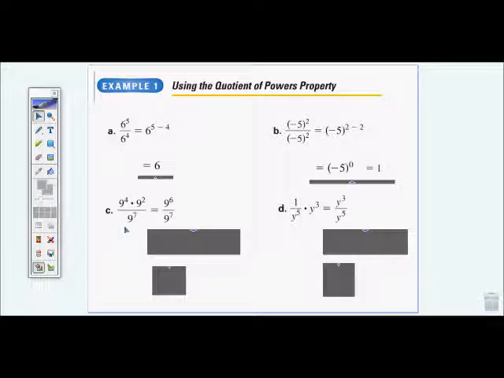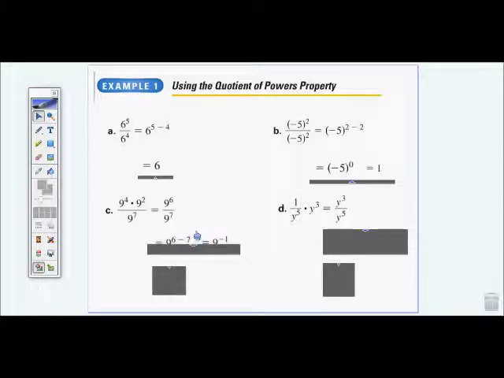Letter C, we have a couple of operations going on together. In our numerator, we have the same base, 9 to the 4th and 9 squared, so we will combine them using our addition. And then the denominator is 9 to the 7th. This time, 9 to the 7th is in the denominator.